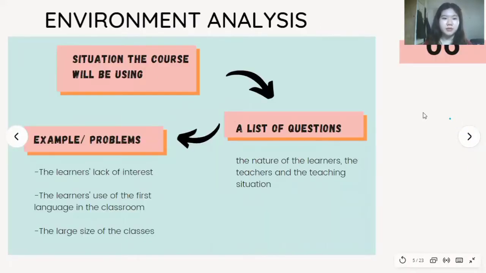So what is environment analysis? Environment analysis is also where the situations the course will be used in. Imagine that you are in a class and you are using a textbook. Have you ever wondered how the textbook was created in the first place? There will be a bunch of questions that are related to the nature of the learners, the teacher's skill, and the teaching situations, whether the class is appropriate or not to teach grammar, vocabulary for certain activities.